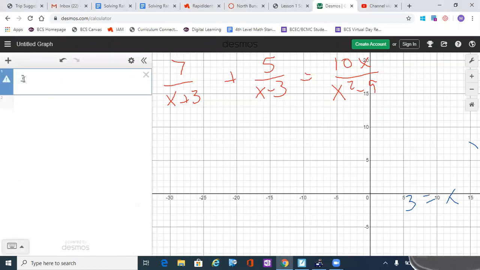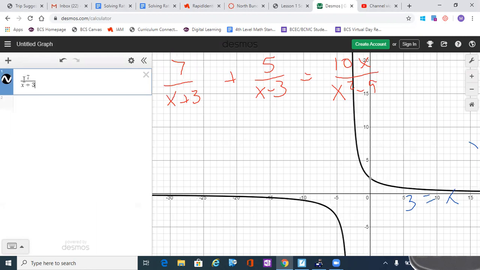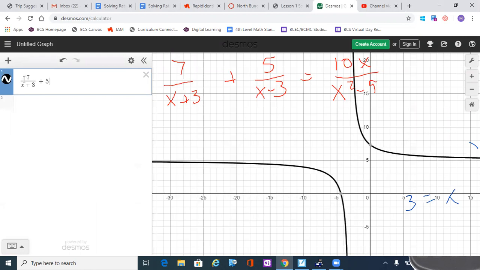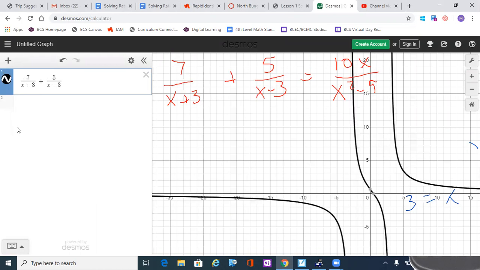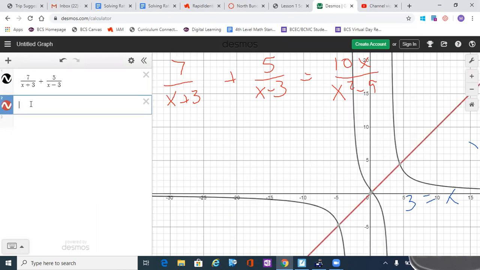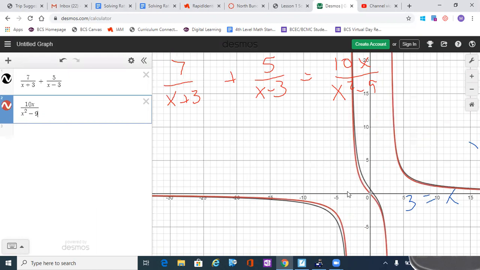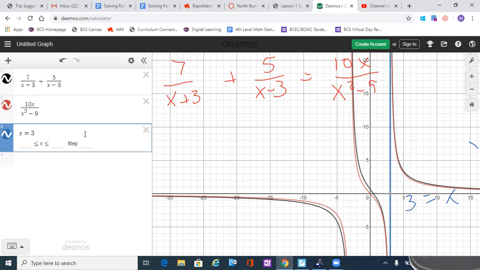So 7 over x plus 3 plus 5 over x minus 3. And then 10x over x squared minus 9. And I'm going to be looking for x equals 3. So I'm going to type in x equals 3. Check it out. That's a vertical asymptote right there. Okay, so we know that that is a split. So there is no answer at x equals 3.